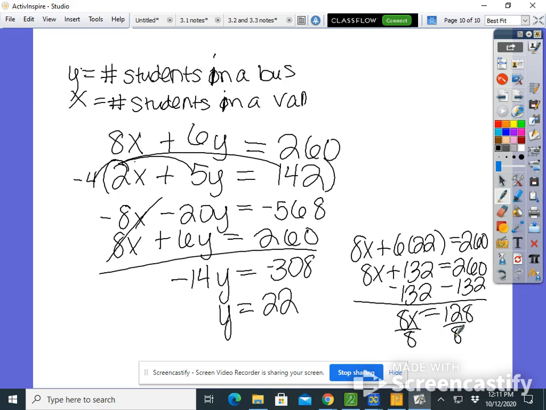132, what about? I don't know. So that means 16 kids can fit in a van. Wait, so that's a big van. Any questions?